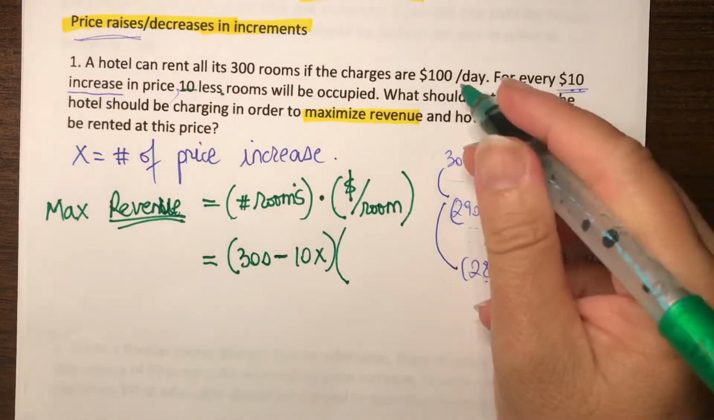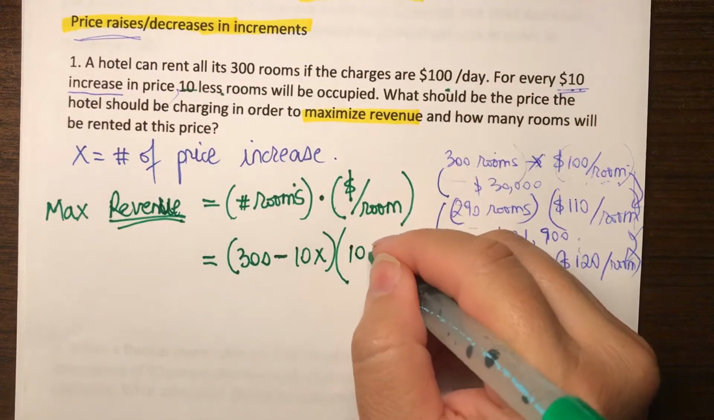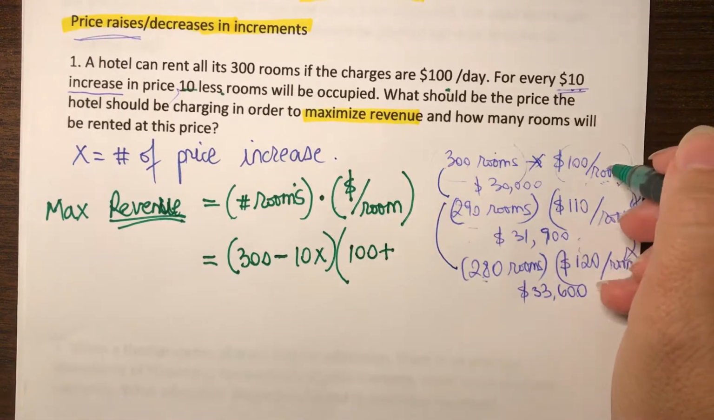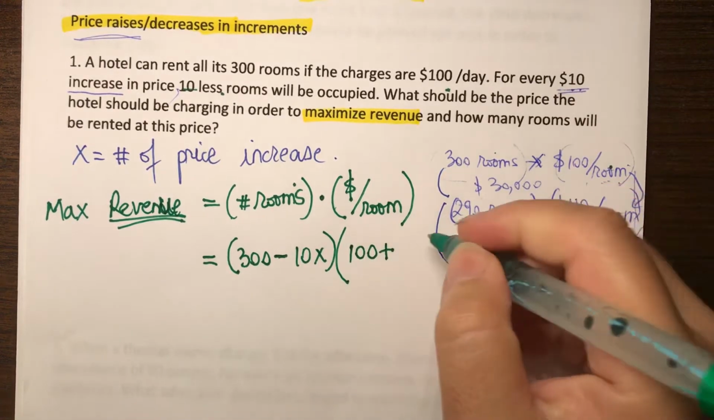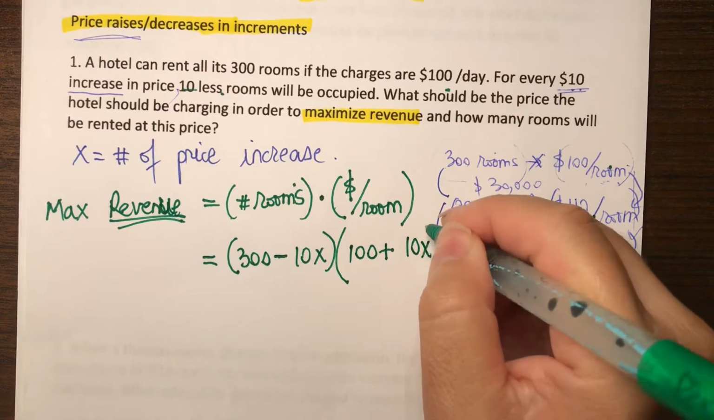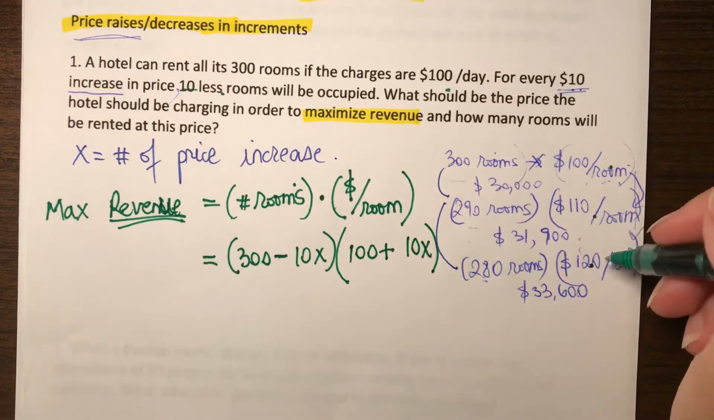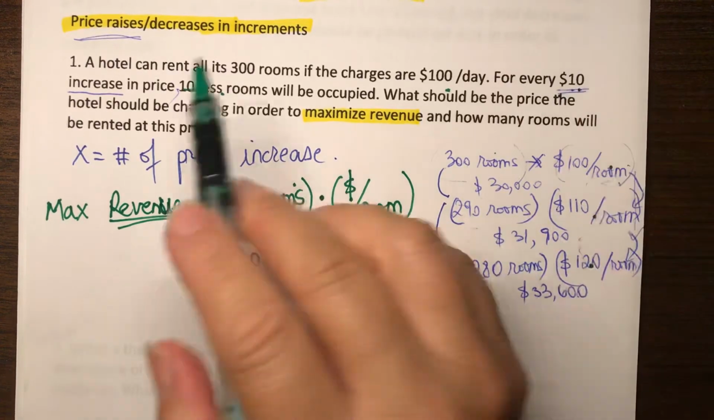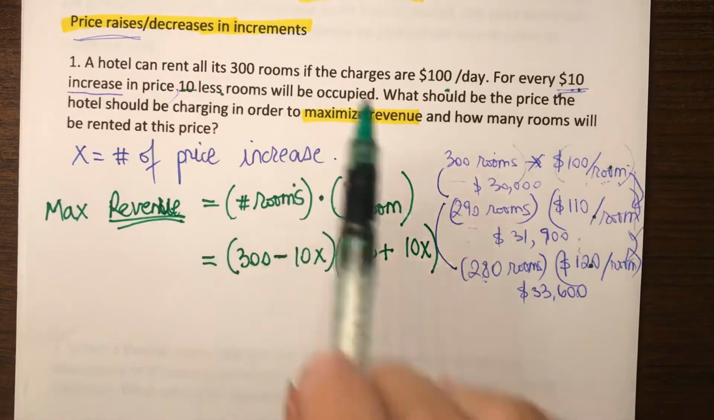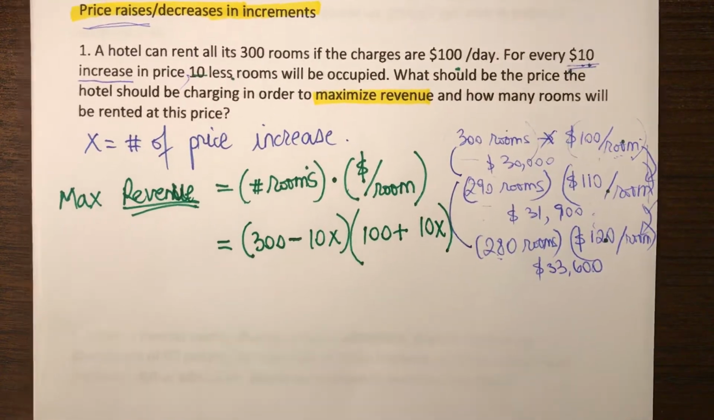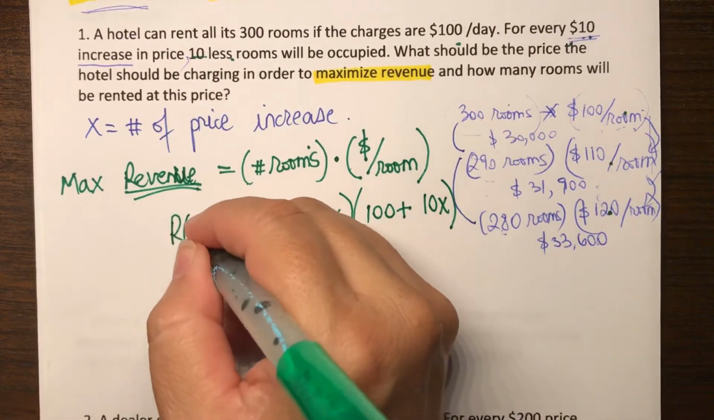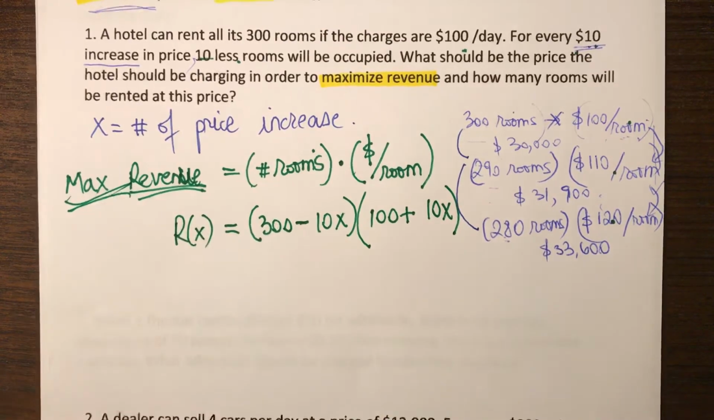What's the price per room? We're starting at $100. And then we go up in price, right? By how much? $10 in every one price increment. So this goes up by 10. This goes down by 10. Okay. So here's your revenue. As you see, it is a function of x. We want to maximize it.